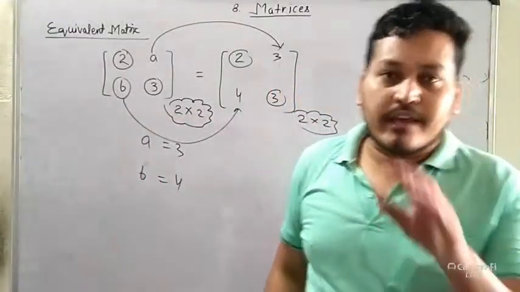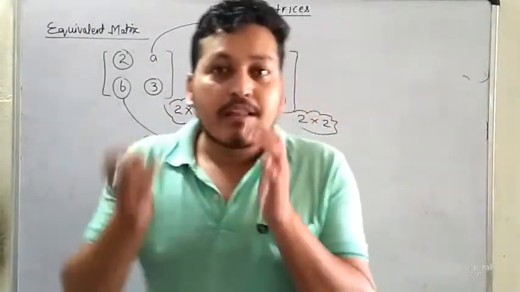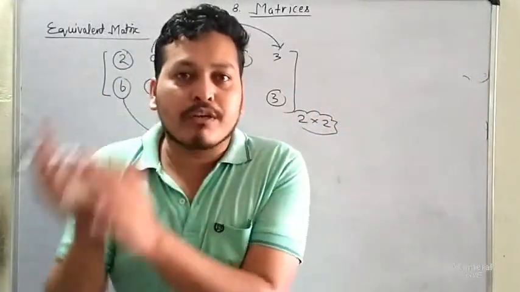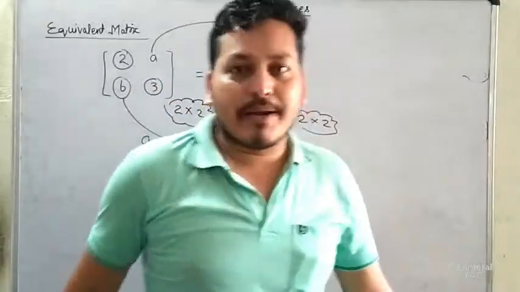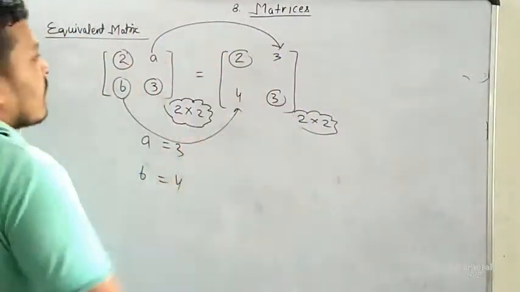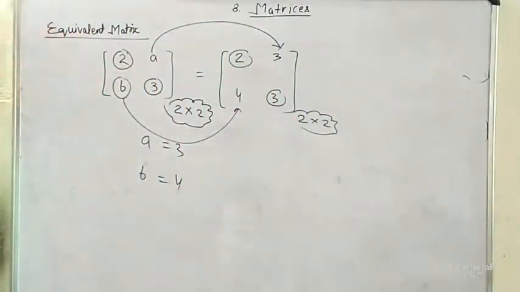In the case of the equivalent matrix, we can compare each and every element of the first matrix with the other matrix. Okay, what can we do with every element? We can take them as equivalent and equate them.